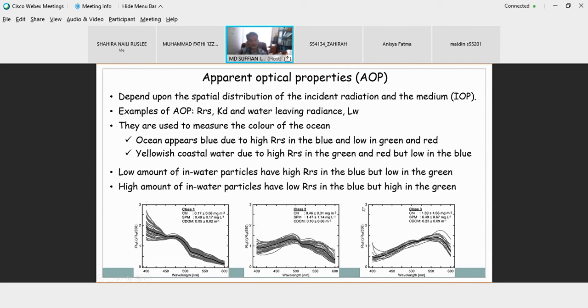So this is apparent optical properties, reflectance, and how these optical properties can be used to differentiate the water column and the water quality status in the ocean.